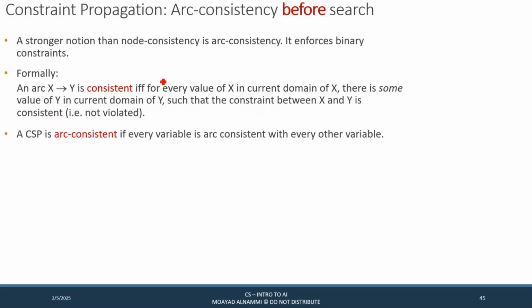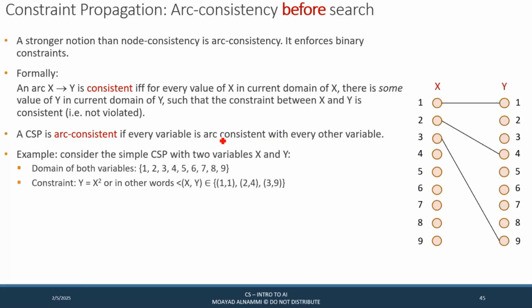Let's look at an example. A CSP is said to be arc consistent if every variable is arc consistent with every other variable in which there's an arc between them. So let me show you a very simple CSP. Consider a simple CSP. It only has two variables, x and y. So this is x. It has a binary constraint with y. This is your CSP. The domain of both variables is 1 to 9 integers, and I'm showing the domain here. These are the domains for x. These are the domains for y.